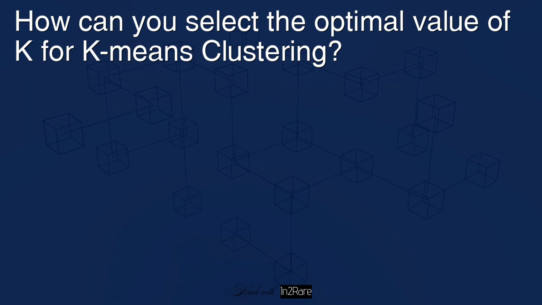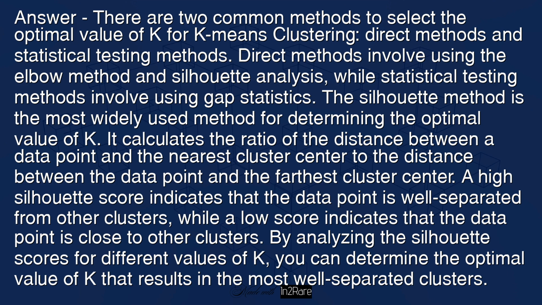How can you select the optimal value of k for k-means clustering? Answer: there are 2 common methods to select the optimal value of k for k-means clustering: direct methods and statistical testing methods. Direct methods involve using the elbow method and silhouette analysis, while statistical testing methods involve using gap statistics. The silhouette method is the most widely used method for determining the optimal value of k.